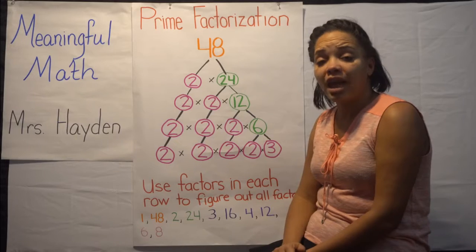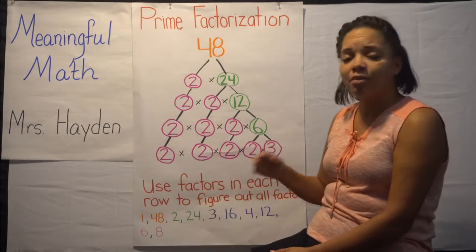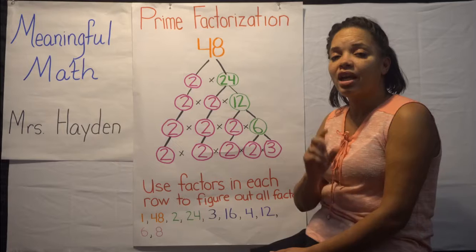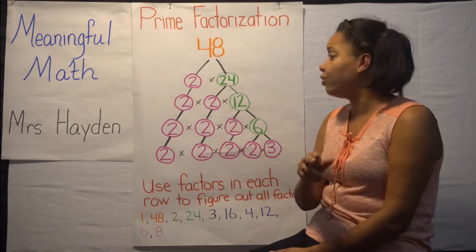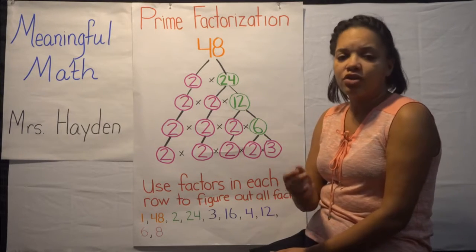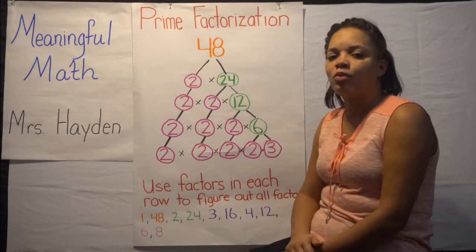So I will meet you again when we will take this to the next level. But for now, I want you to go off and I want you to practice. So the number I want you to try is 36. So try 36 and bring that in when I see you tomorrow.